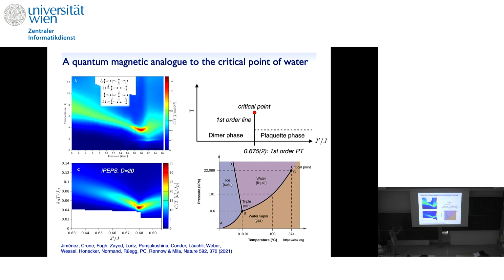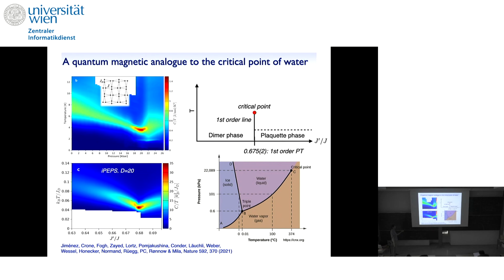Here you see the experimental data, where they found that the maximum of the specific heat is shifted to lower temperature as a function of pressure and then becomes extremely sharp here. And we found with iPEPS at finite temperature a very similar behavior here.